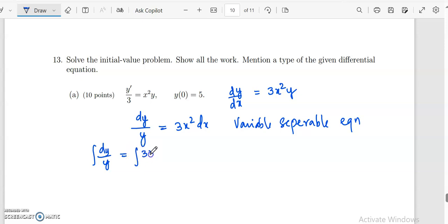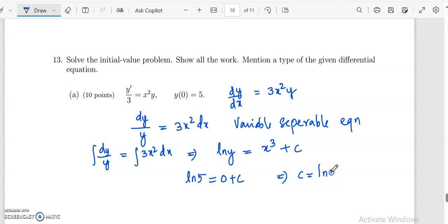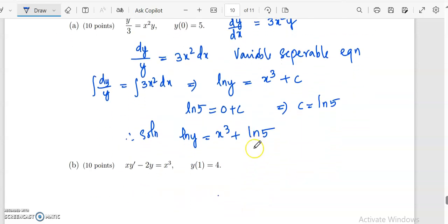The solution is obtained by integrating on both sides. So the integral of dy by y will be log y, and the integral of 3x square will be x cube plus c. So this will be the solution. Now we are given that y at 0 is equal to 5. So substituting the values, we put x equal to 0 and y is 5. So log 5 is equal to 0 plus c, so c will be equal to log 5. Therefore the solution will be log y equal to x cube plus log 5. So that will be the required solution.